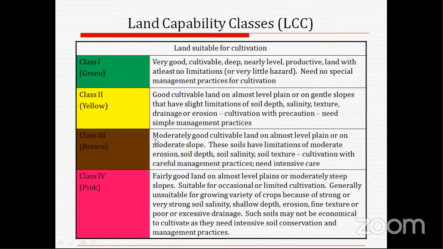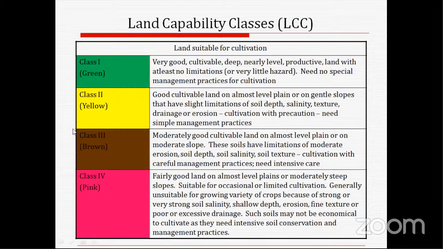But LCC3, students, is moderately good cultivable land. We can go here also on almost plains with moderate slopes. Limitations are moderate, like erosion, soil depth, salinity, and soil texture. For cultivation we need very careful management practices and very intensive care. If you want to go for any crop cultivation, we have to take great care regarding class 3.